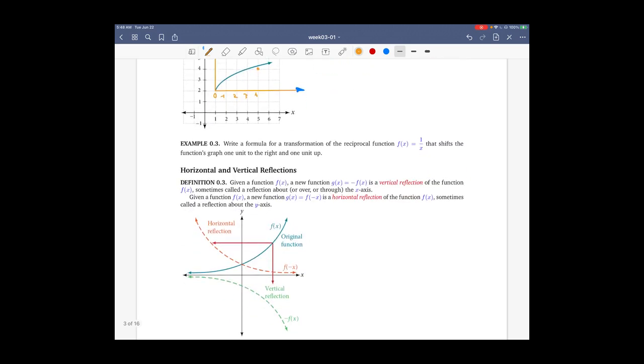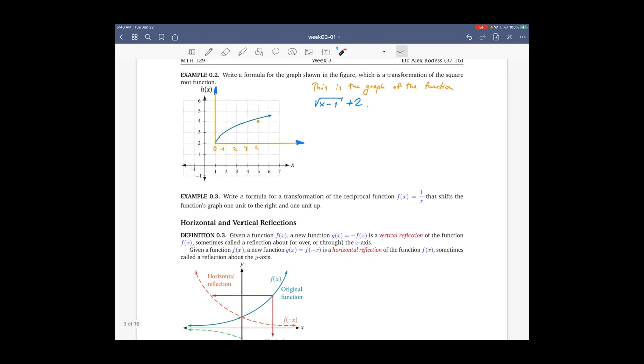Okay. In the next example, we need to write a formula for a transformation of the reciprocal function 1 over x that shifts the function's graph 1 unit to the right and 1 unit up. Again, in this problem, just like in the square root example, it will not matter in which order you perform the transformations. So let us draw the reciprocal function.